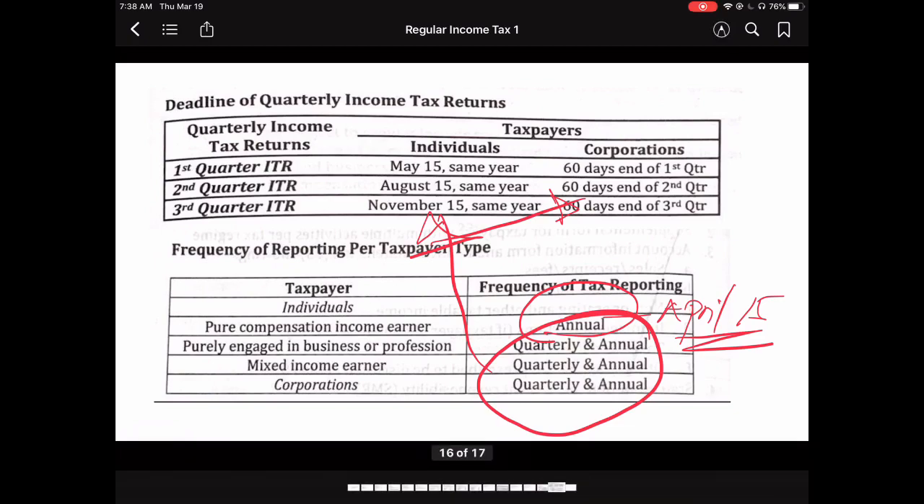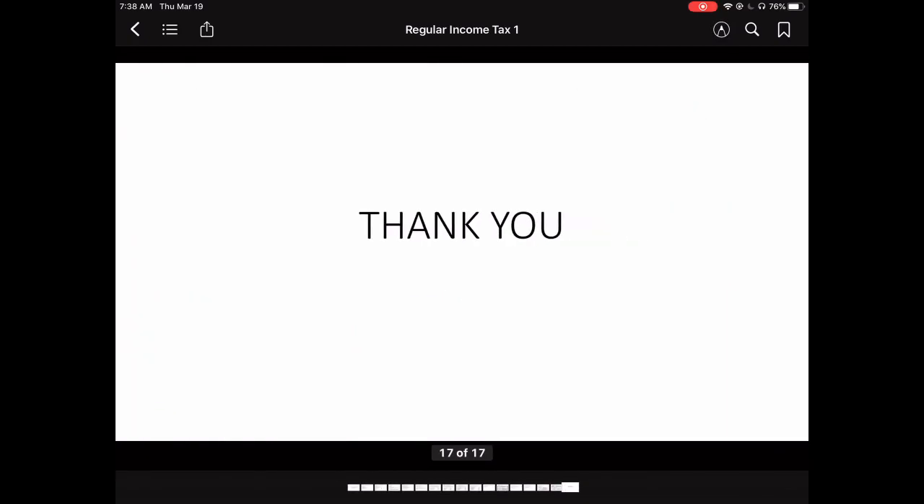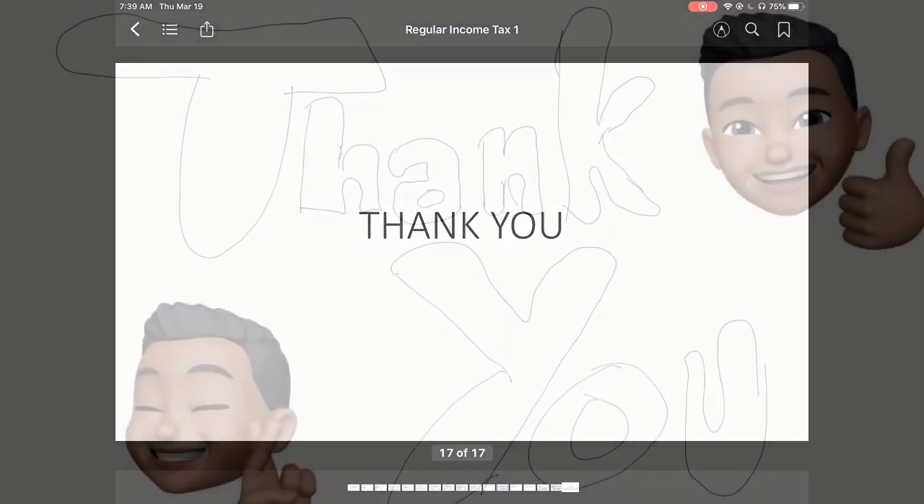With that, that ends our discussion with the introduction of our regular income tax. The next discussion will focus on gross income, what to exclude and what to include in the gross income. So stay tuned for another discussion. Have a nice day.